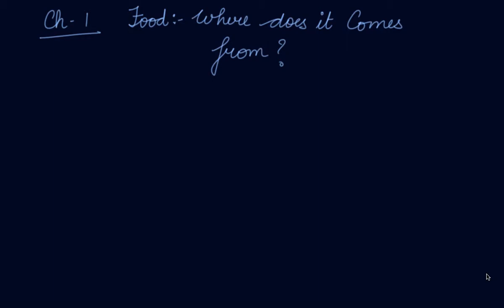In this video, we will be starting your first chapter of food. Where does it come from? Now, every living organism requires food to eat in order to survive. We know that. You might like some dish, I might like some other dish. So, everything what we eat comes from some sources, right? So, now what is food?